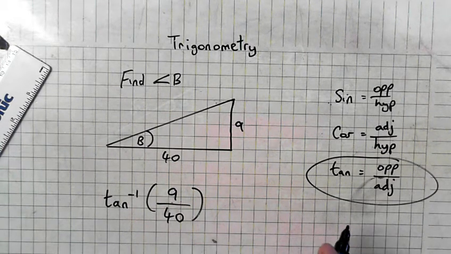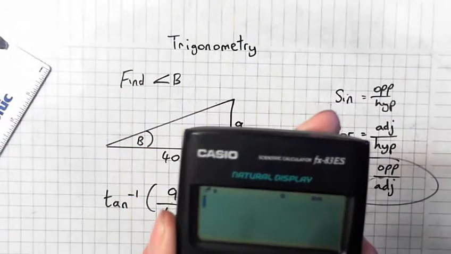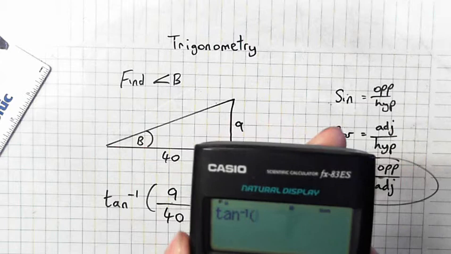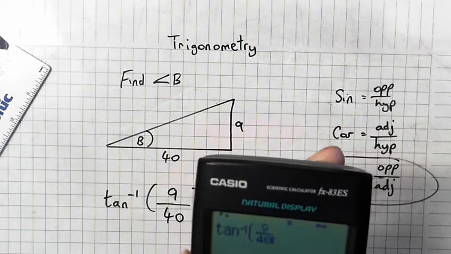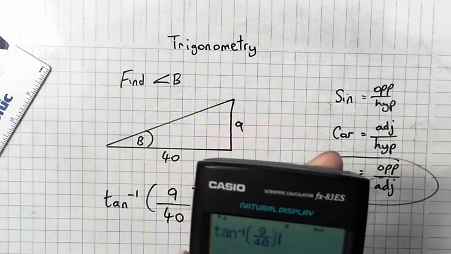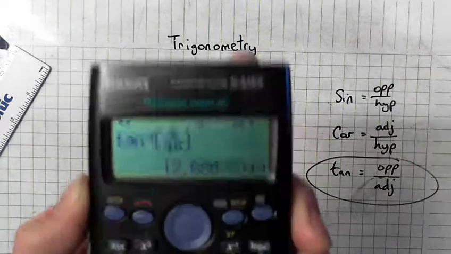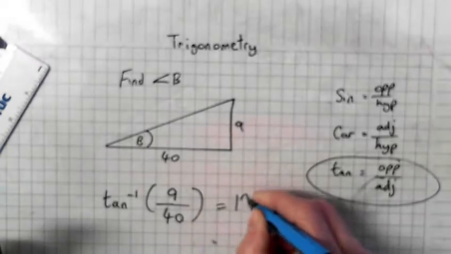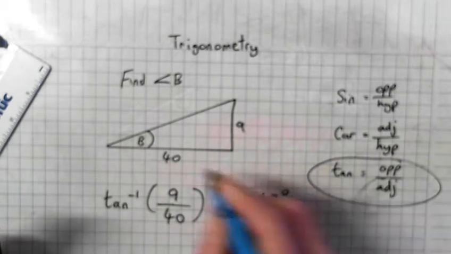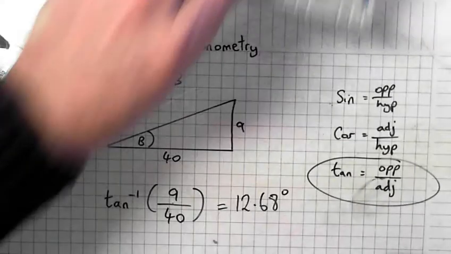So I get my calculator and I go shift, second function, tan, hit the fraction button, 9 over 40, bracket, equals 12.68. So B is 12.68 degrees. That angle. Right. One other example like that.